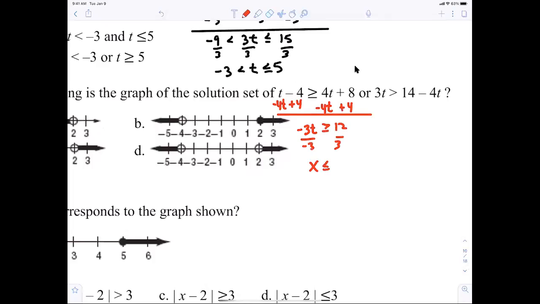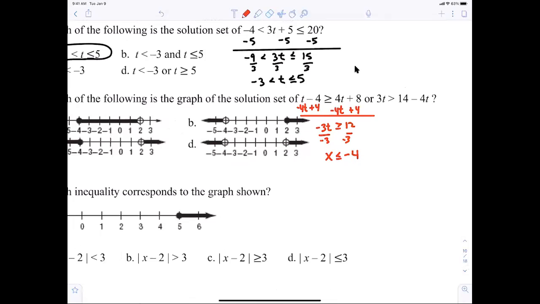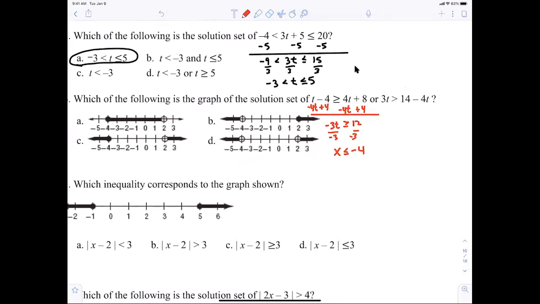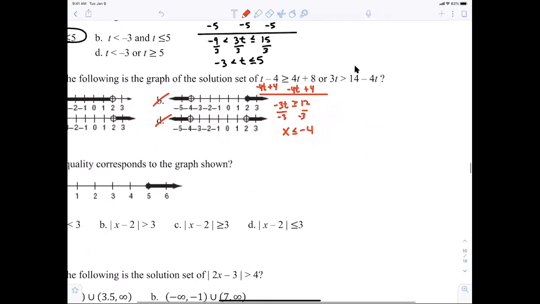Change. So x is less than or equal to, isn't it negative 4? So less than or equal to negative 4. So we know it's not A. Yeah, we know it's not B or D because it's not solid. You agree with me? So it has to be C, but we'll just finish it.